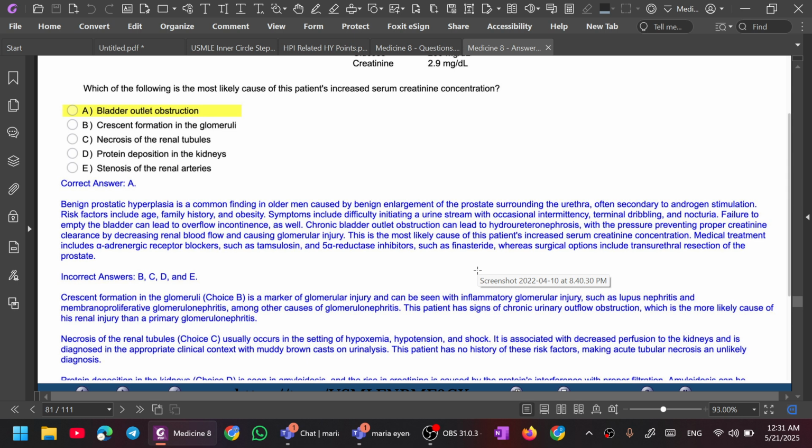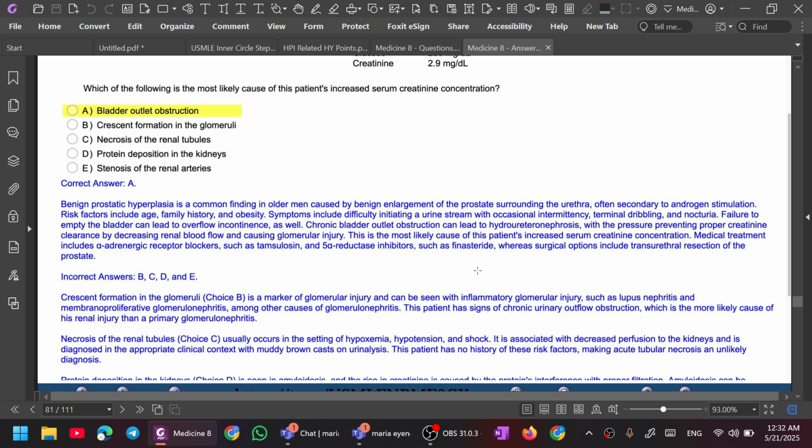Chronic bladder outlet obstruction can also lead to hydroureteronephrosis, with the pressure preventing proper creatinine clearance by decreasing renal blood flow and causing glomerular injury. This is the most likely cause of this patient's increased serum creatinine concentration. Medical treatment includes alpha blockers, such as tamsulosin, and 5-alpha reductase inhibitors, such as finasteride, whereas surgical options include transurethral resection of the prostate.